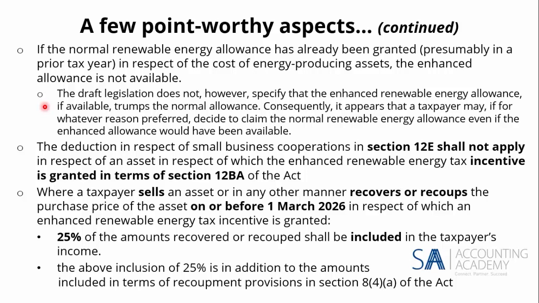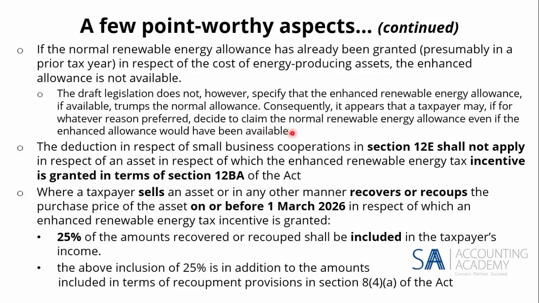I then went into the explanatory memorandum and what did I come up with? Well, like I said, if in the previous years the normal 12B has already been granted on those energy producing assets, then 12B8 is not available in this year. But once again, the draft legislation doesn't specify that 12B8 trumps the 12B. So it appears at this moment like the taxpayer can claim the normal 12B, the normal renewable energy allowance, even if the enhanced allowance would have been available.